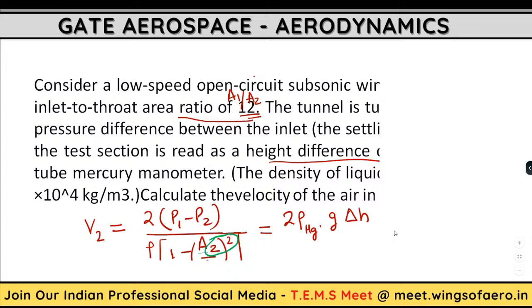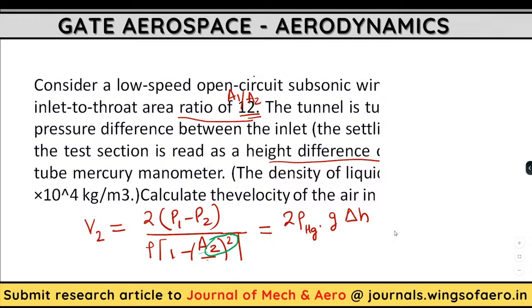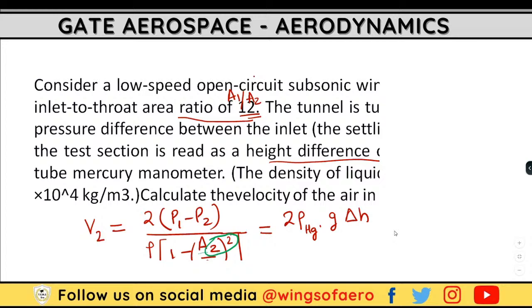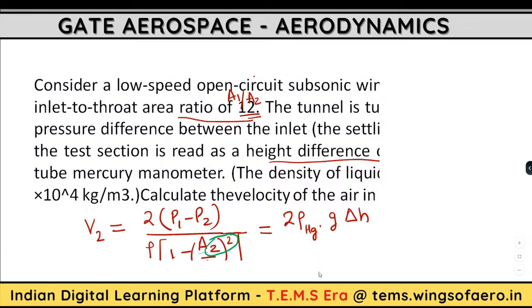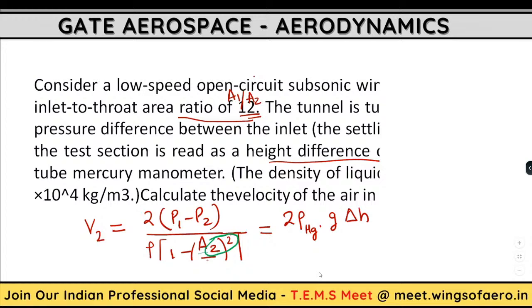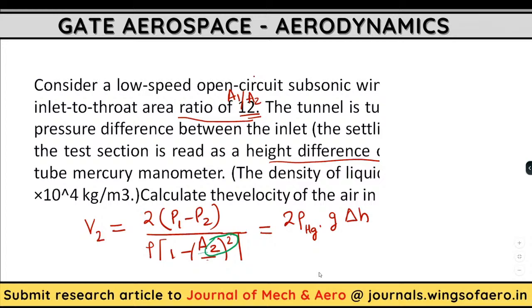So how will you convert? 1 meter equals how much centimeter? Let me know. 100, ma'am. 100 centimeter, right? So that means 1 centimeter equals 10 power minus 2 meter. So 10 power minus 2.